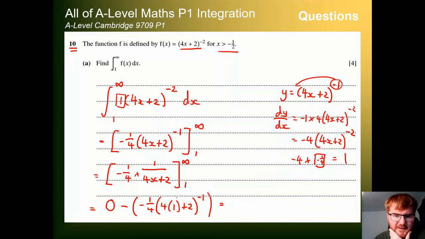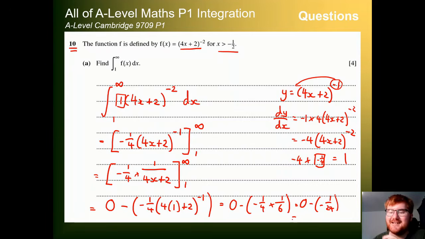Okay, so let's have a look. So 1 times 4 is 4. 4 plus 2 is 6. So we get 1 over 6. So 0 minus a quarter times 1 over 6. And minus 1 over 24. 2 minuses here. So we get 0 minus 1 over 24. You see my face just there, and 2 minuses make a plus, so we just get 1 over 24.